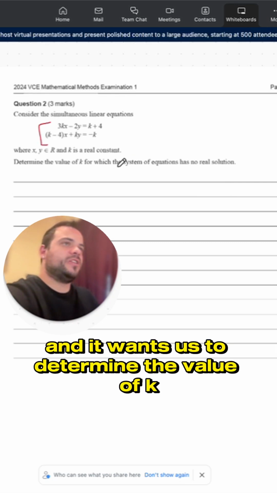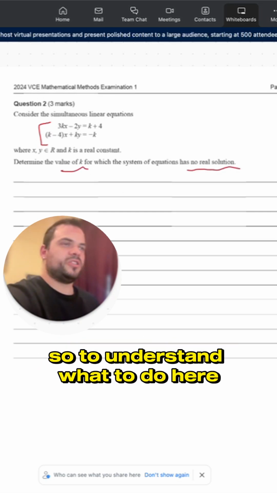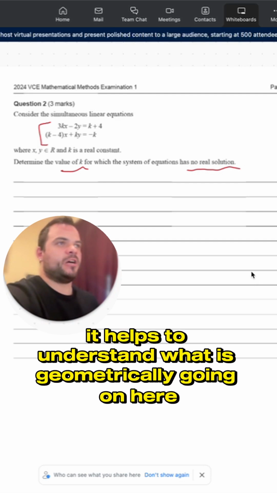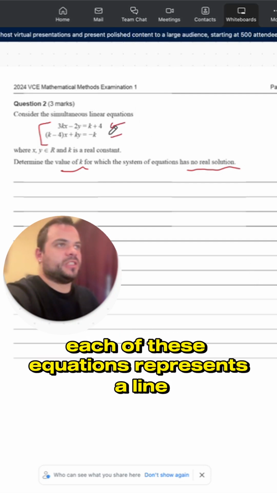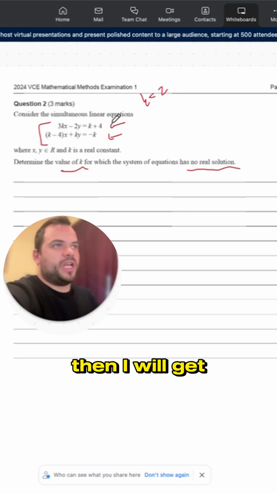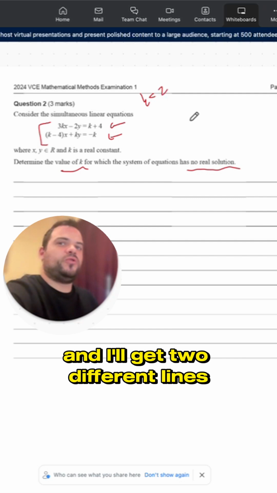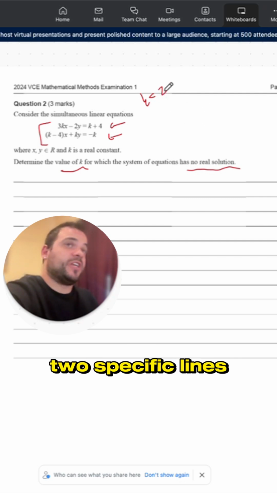And it wants us to determine the value of k for which the system of equations has no real solution. So to understand what to do here, it helps to understand what is geometrically going on here. Each of these equations represents a line. So for instance, if I let k equal 2, then I'll substitute k in everywhere you see k in both of these equations, and I'll get two different lines, two specific lines.